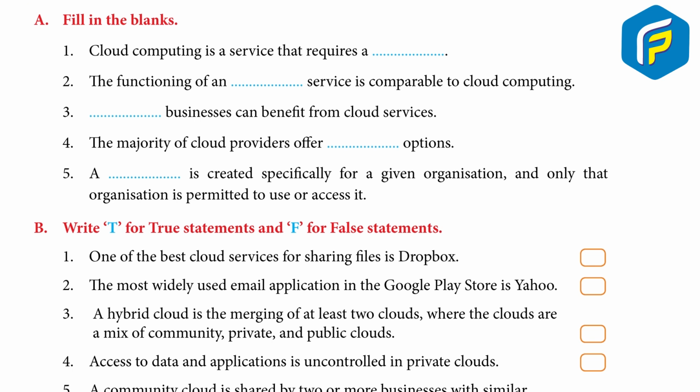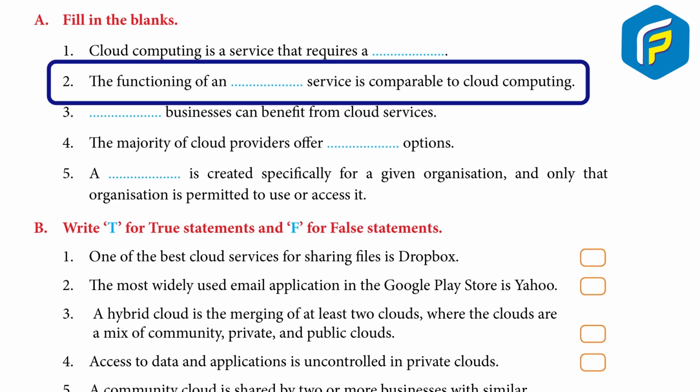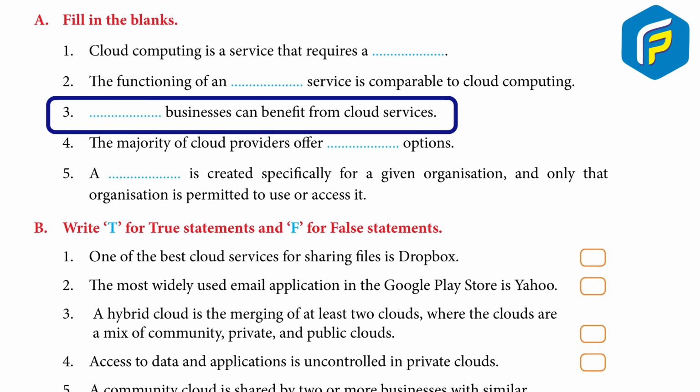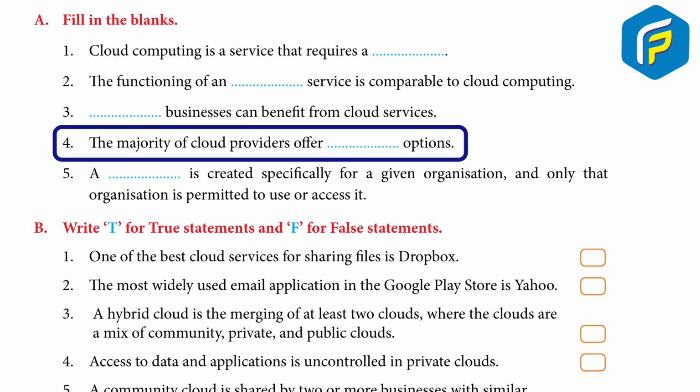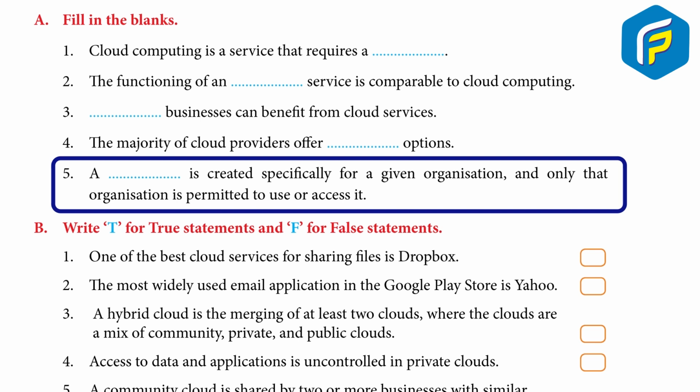A. Fill in the blanks. 1. Cloud computing is a service that requires a dash. Answer: Subscription. 2. The functioning of a dash service is comparable to cloud computing. Answer: Email. 3. Dash businesses can benefit from cloud services. Answer: Small. 4. The majority of cloud providers offer dash options. Answer: Storage. 5. A dash is created specifically for a given organization and only that organization is permitted to use or access it. Answer: Private cloud.